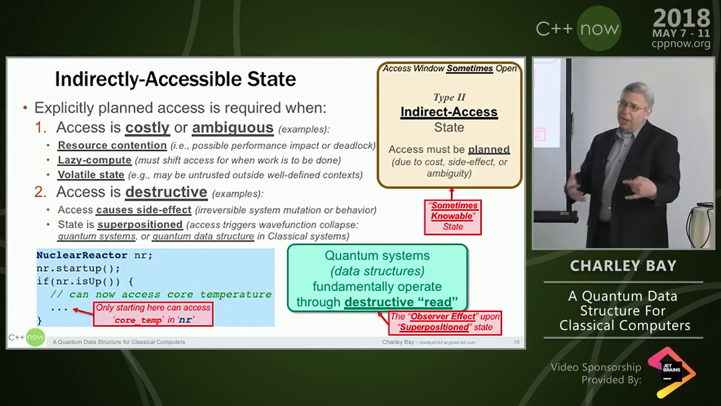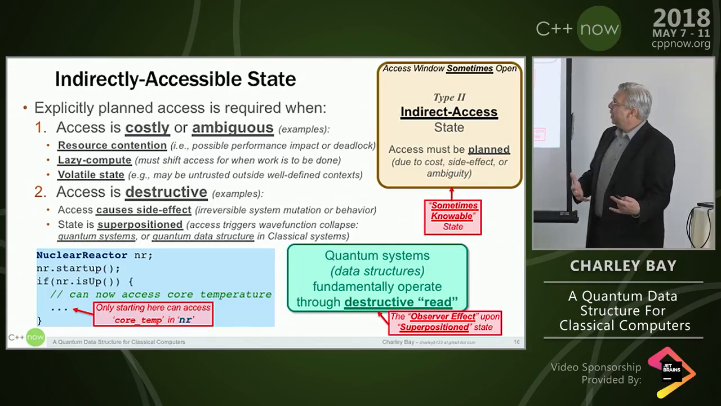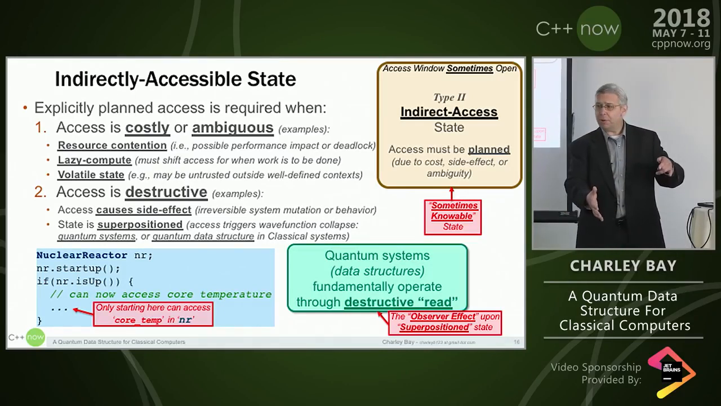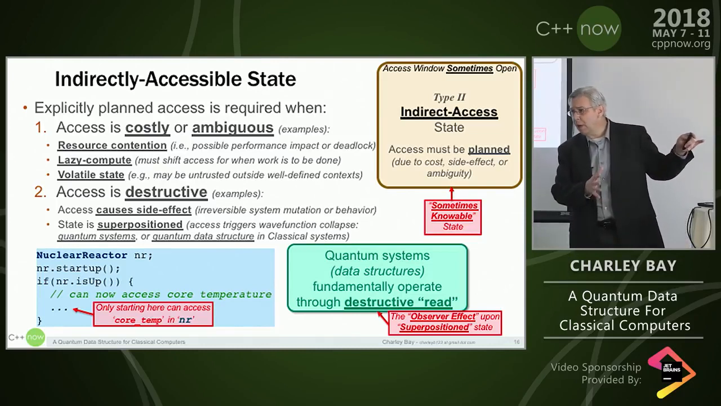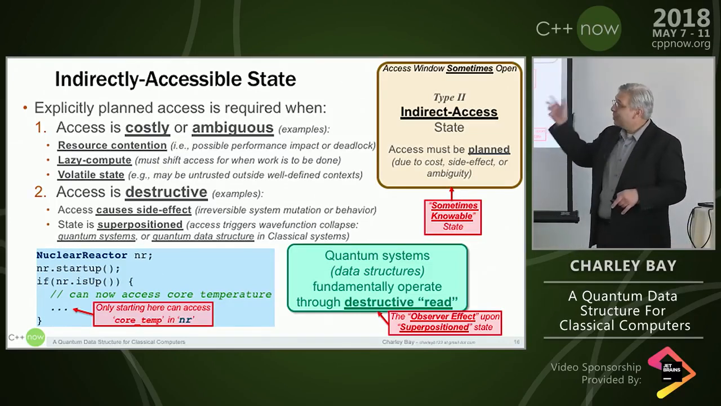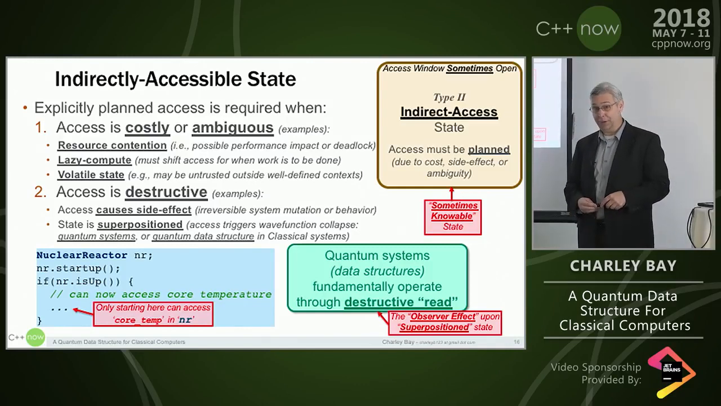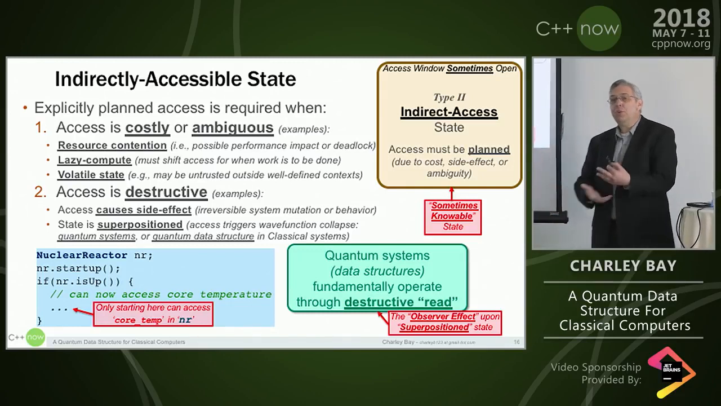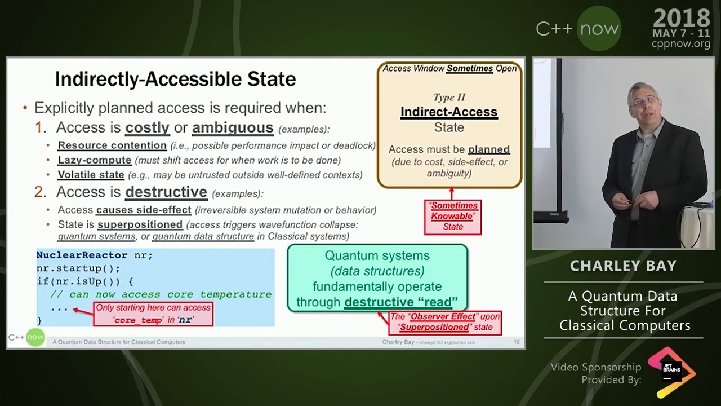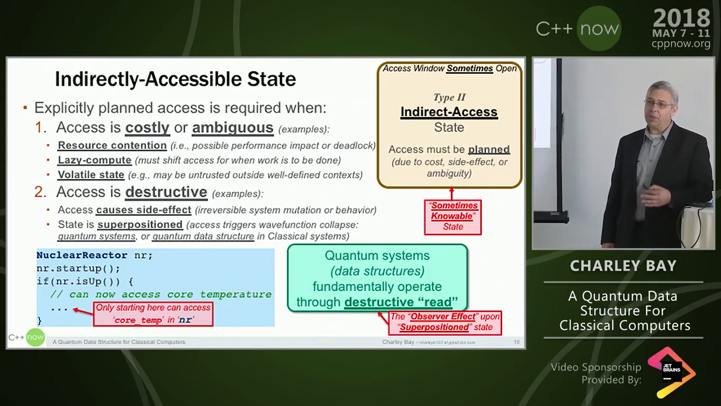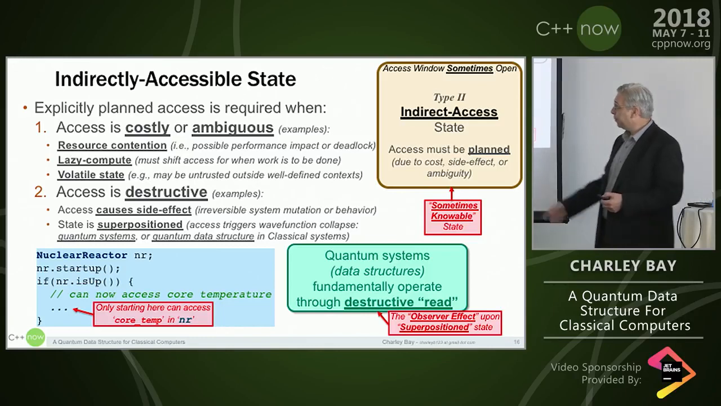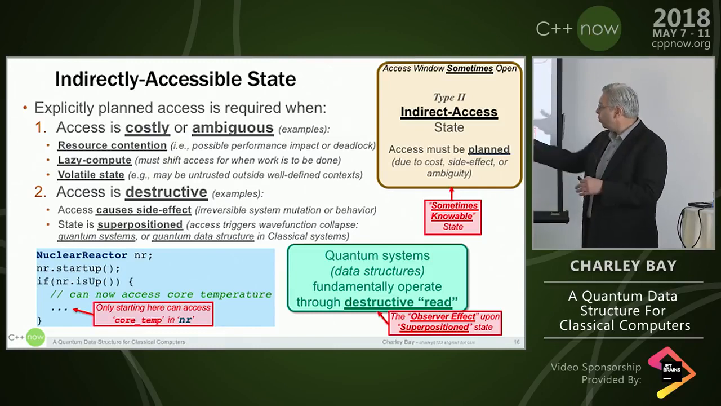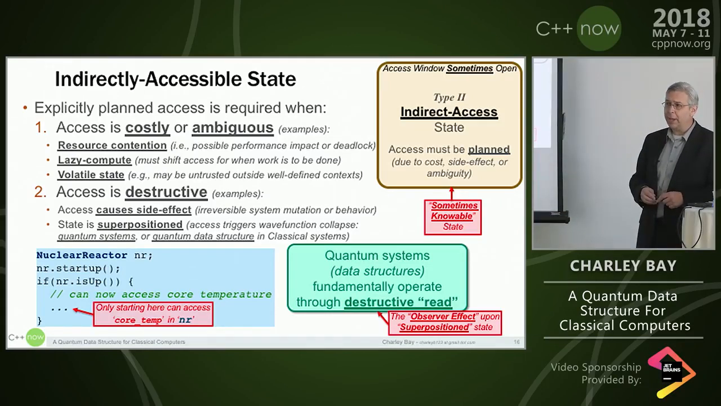Indirectly accessible state. Now, there's kind of some categories of that. So sometimes it's costly or it's ambiguous to access the state, but maybe later on after I do a full initialization or I've secured some kind of lock or something, then I can get at it. But there's that second category where sometimes access is destructive. So we have mutating reads. You know, especially lazy compute is often a mutating read. So in that case, you can access it, but you kind of want to plan that out because access will be destructive. You're going to mutate. So in the case where you can only access it once some initialization has occurred or once you secure a lock, that's one thing. But the quantum systems are really sitting on that second one.